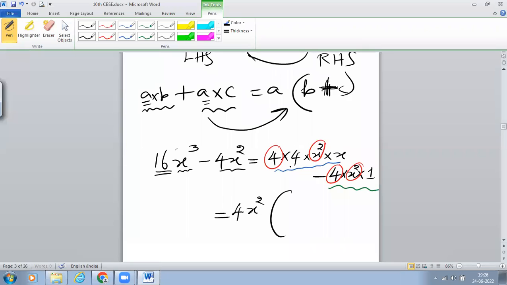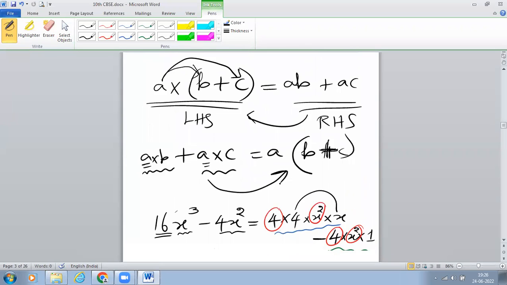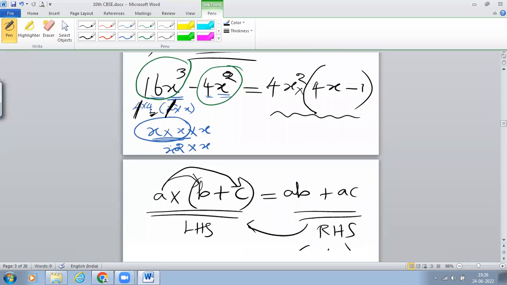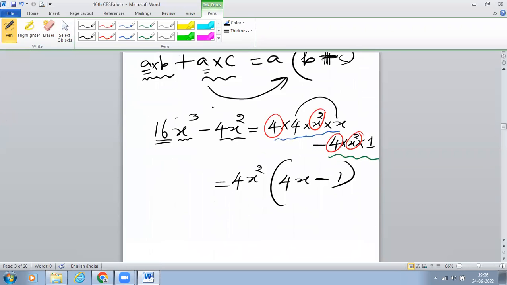Now what is remaining inside? 4 into x. These two are remaining, right? So that is 4 into x. Now in between what sign do we have? Minus. This 4 into x square is taken common outside, and then what is remaining here? 1. So that is what we got: 16x cube minus 4x square as 4x square into (4x minus 1). The same answer. I have explained it to you now. Are you able to understand this?